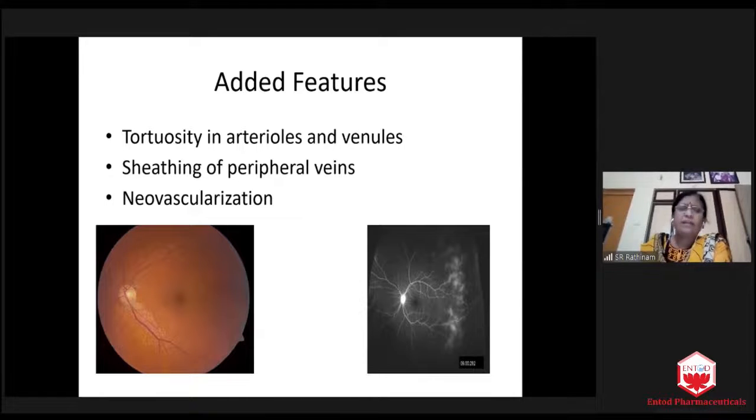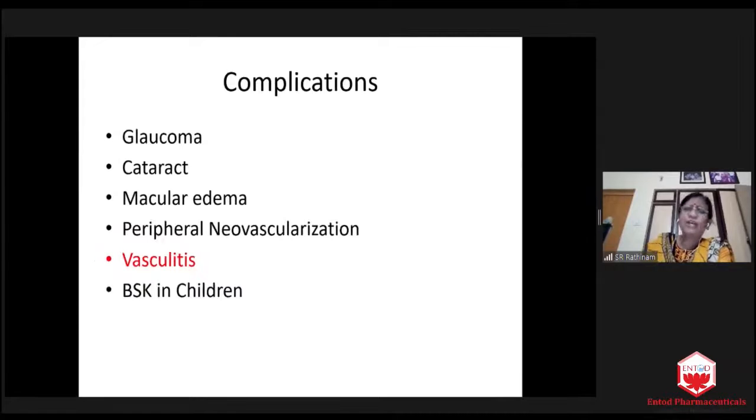Every year we have to see. We have to take care of these patients till they become 16 or 18 years of age, because vascular occlusion is common and neovascularization is common. Once they have neovascularization, invariably they bleed, then retinal traction and detachment and phthisis. I am not threatening you. Intermediate uveitis in children is a blinding disease. We have to be very careful. And they can develop glaucoma, cataract, macular edema, neovascularization, and vasculitis is the most important one.